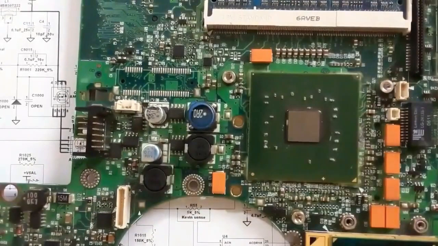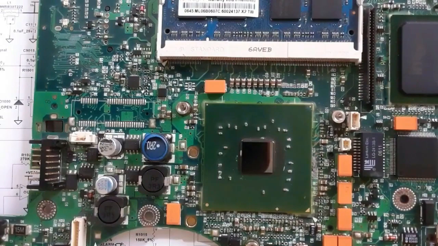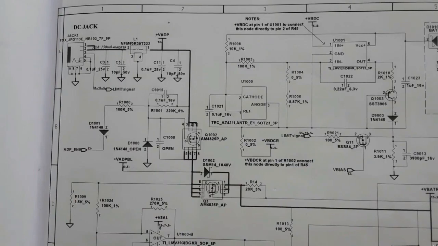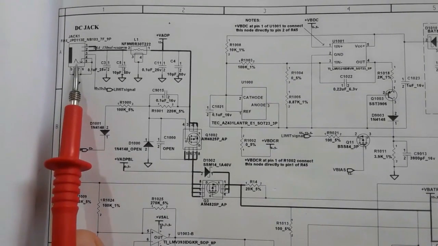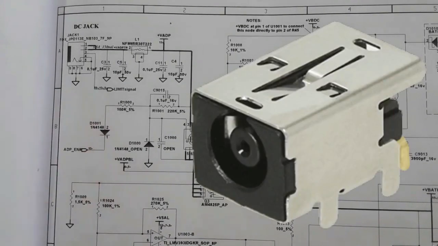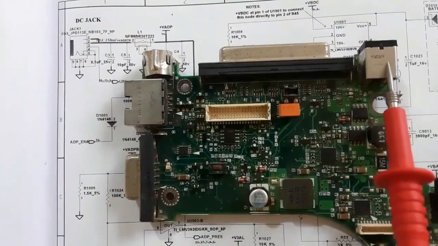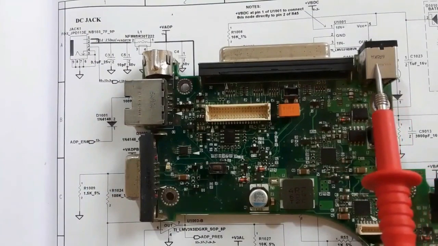So as you can see here, this is the motherboard that we will work on. So we're going to see all these components in the schematic and in the motherboard. So we will begin with the power jack, the DC jack or the power jack. Here in the motherboard, this is the power jack.